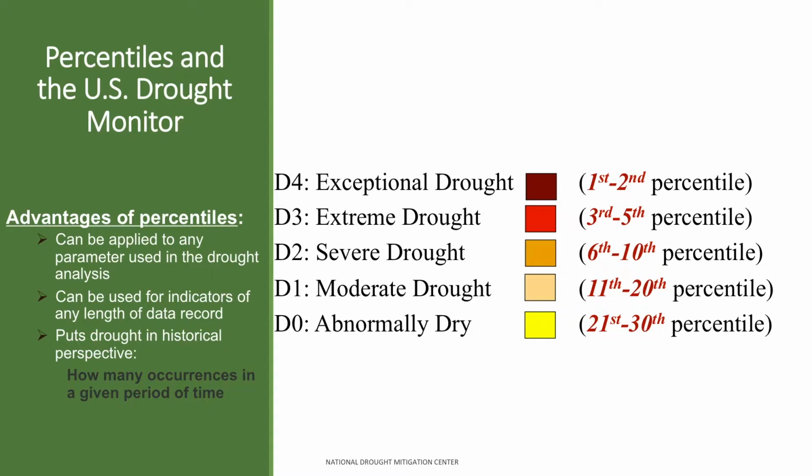The advantage of percentiles is it can be applied to any parameter that we're using in this drought analysis. If it's 100 years, sure, you're going to have more occurrences possible when you compare your current data to those different categories. But regardless of the period of record, we can apply this methodology. It puts drought into a historical perspective as well. So when I see something that's falling in the 6th to 10th percentile, that's telling me, this is getting to be one of those rare events that I'm really focused on and showing on the drought map.